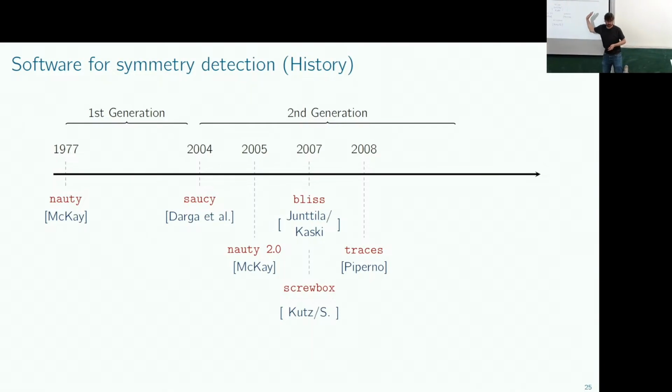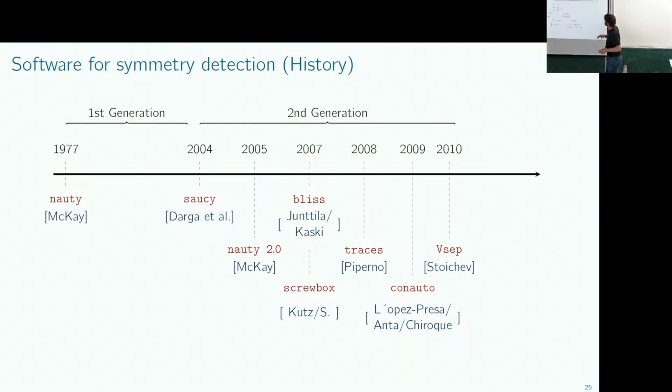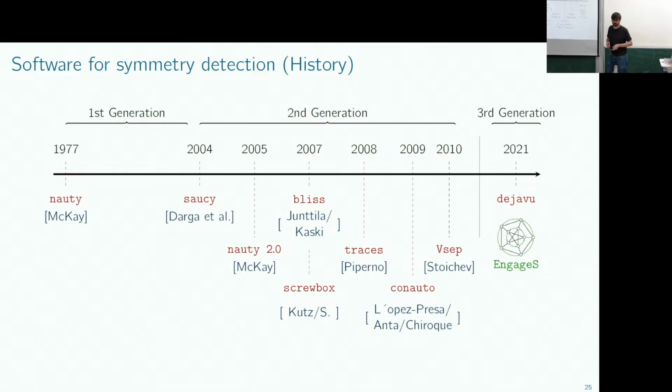So these are all open source. You can download them and use them and so forth. All right, and then there's another tool called ConAuto, which has some other nice ideas. There's VSEP, and then in this project that I'm describing, we also started developing our own tool, and I will tell you a little bit about some ideas of the tool, but not really go much into detail. And it's called Déjà Vu.